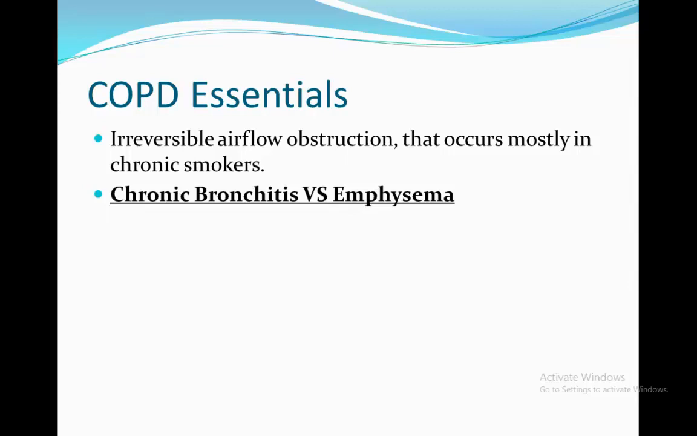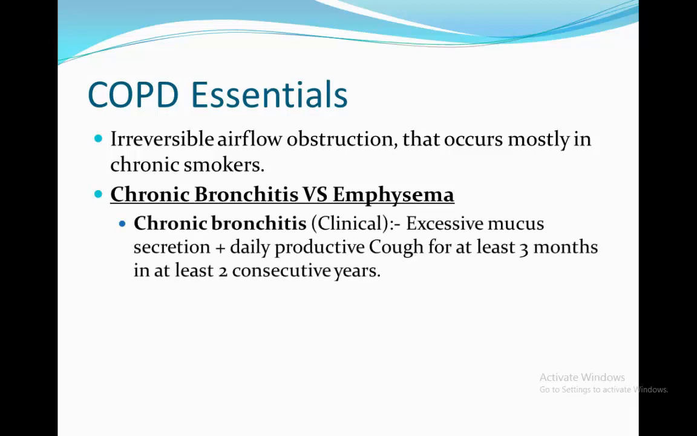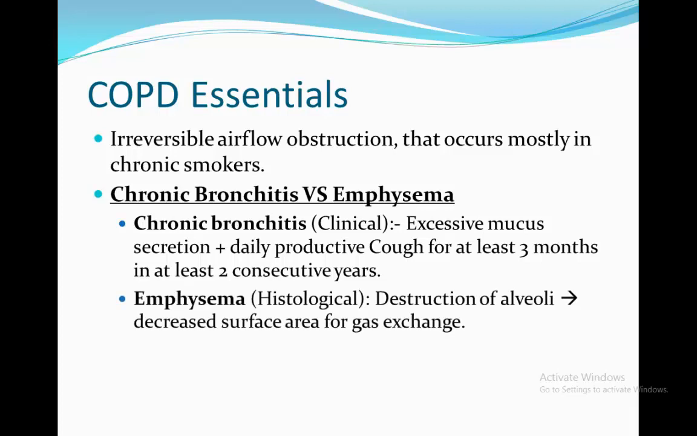Chronic bronchitis has a clinical definition, whereas emphysema has a histological one. In chronic bronchitis, there's excessive mucus secretion plus daily productive cough for at least 3 months in at least 2 consecutive years. In emphysema, there's destruction of the alveoli, and this reduces the surface area for gas exchange to occur, so therefore less oxygen can diffuse through the alveolar membrane.